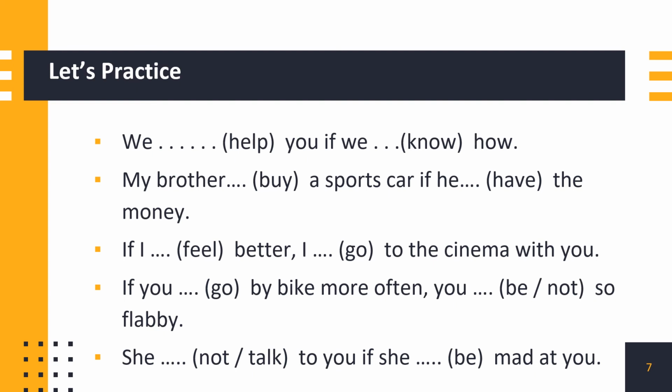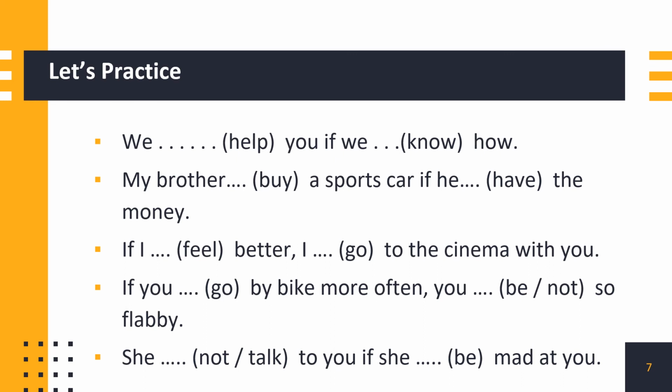Then the next example. The if clause is located at the beginning of the sentence, so after the subject, we need verb 2. What is verb 2 from feel? Yeah, it's felt. If I felt better, I would go to the cinema with you.